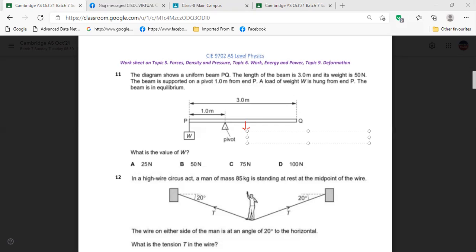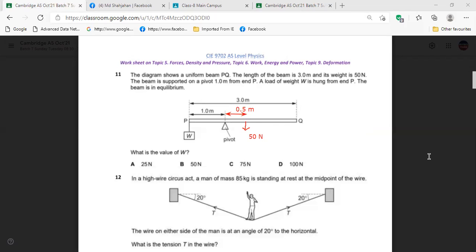So here you have a clockwise moment, that is the 50 Newton force, and we should always take the distance from the pivot. The 50 Newton is 0.5 meter from the pivot, right? Because the whole beam is 3 meters, the middle is 1.5, and from the pivot it comes to 0.5. So from here to here, we are getting exactly 0.5. Is it clear?